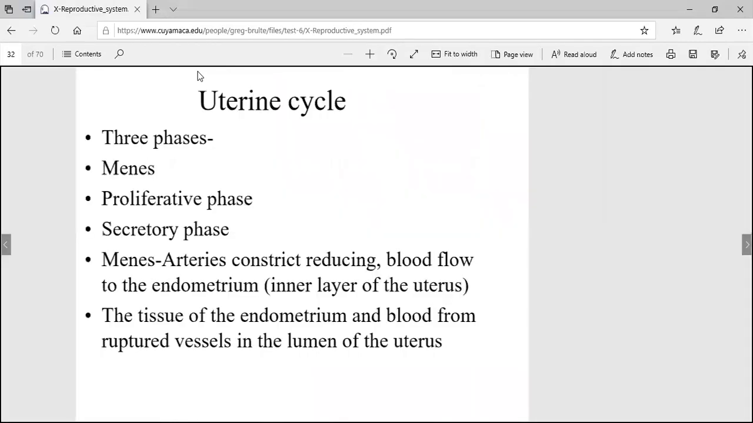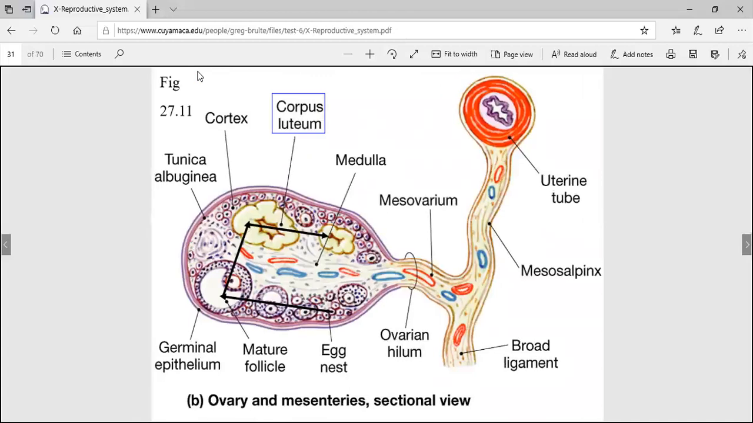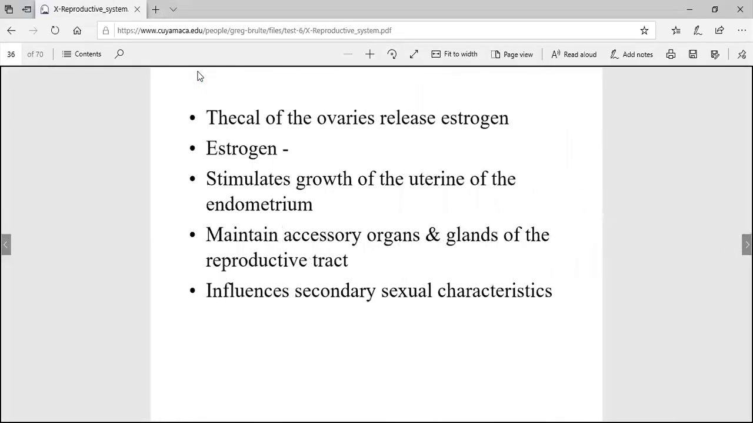All right, so we talked about the 3 phases. Everybody's cool with that? Let's make sure we didn't skip anything. Yep.